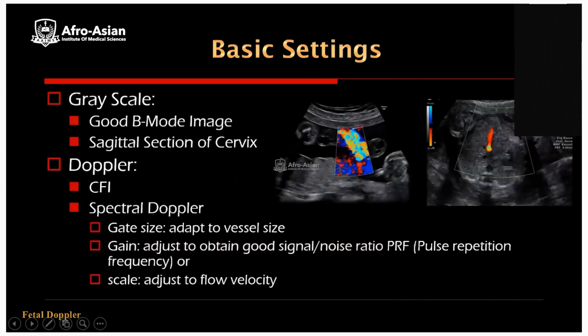The basic settings for grayscale: a good B mode image, sagittal section of cervix. Doppler: CFI, spectral Doppler. For color Doppler imaging, we have settings, and for spectral Doppler, we have to adjust the gate size, adapt to vessel size. Gain: adjust to obtain good signal to noise ratio. PRF, pulse repetition frequency, or scale: adjust to flow velocity.